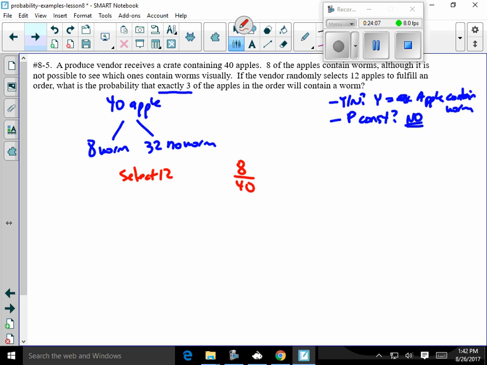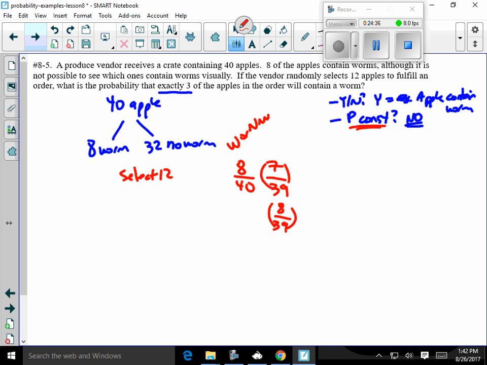But once I've selected that apple, if I selected a worm, then the second time the probability would be now 7 wormy apples out of 39, right? But if I didn't get a worm the first time, then the probability would be 8 out of 39, right? This probability depends on whether we got a worm or no worm back here, and that means the condition of the probability being constant is not fulfilled.